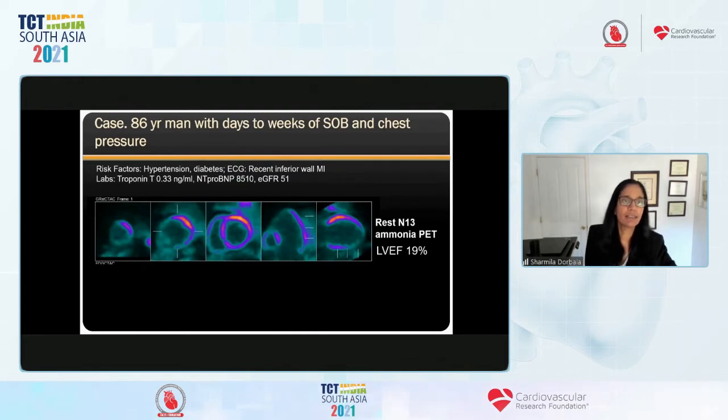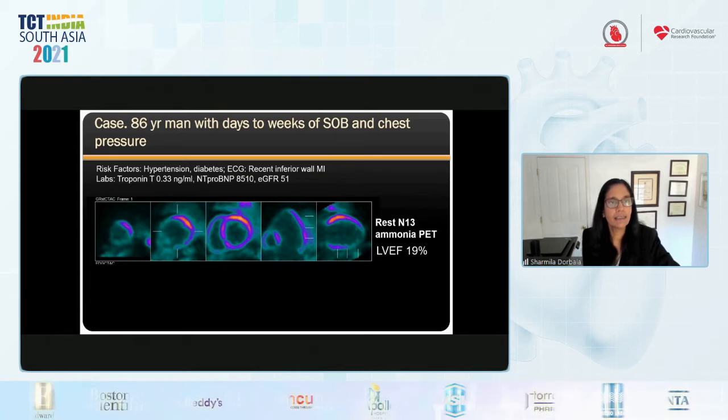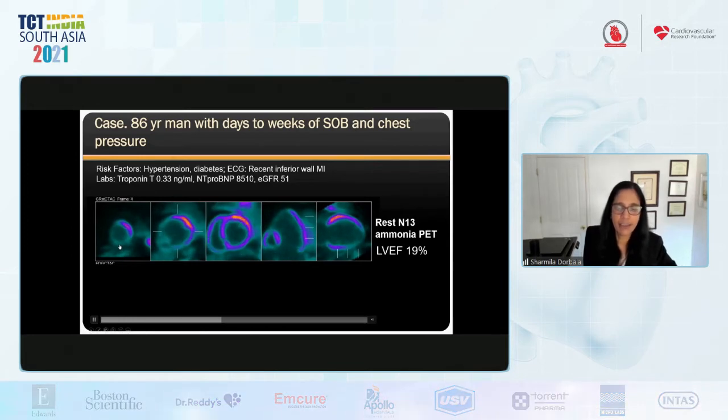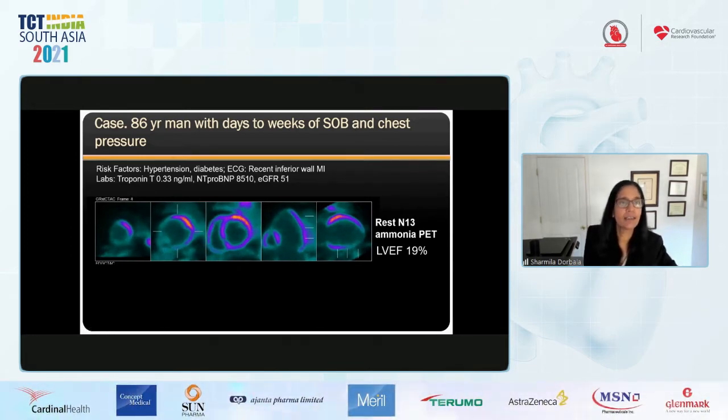To start with, I wanted to present a case: an 86-year-old man with days to weeks of shortness of breath and chest pain. His risk factors were high blood pressure and diabetes. ECG showed evidence of a recent inferior wall myocardial infarction. He had abnormal troponins, high NT-proBNP, and his estimated GFR was 51.